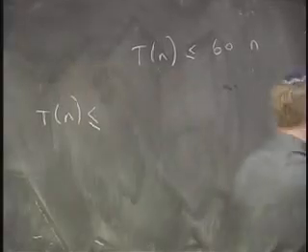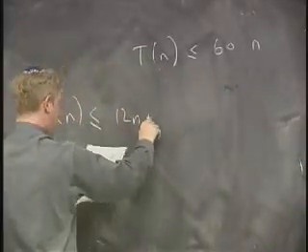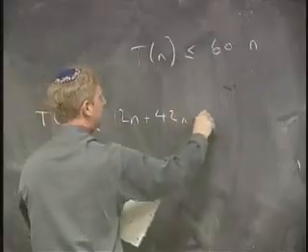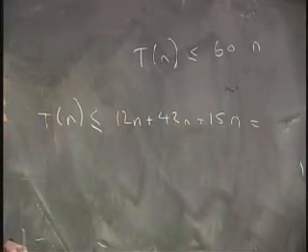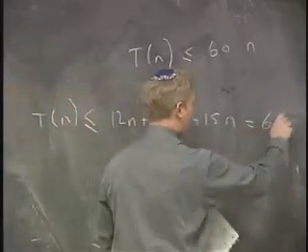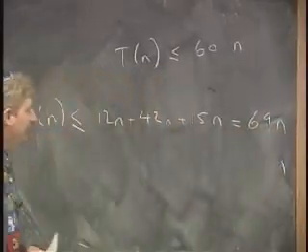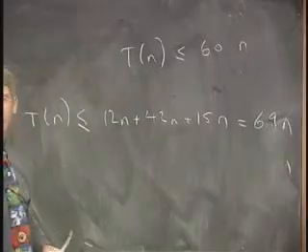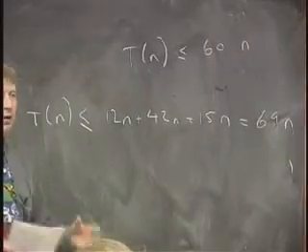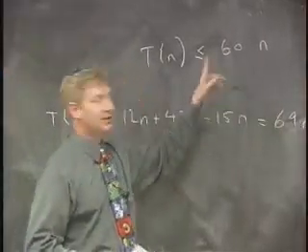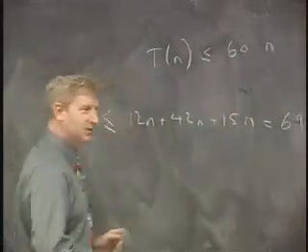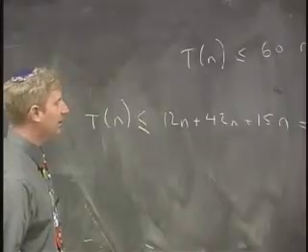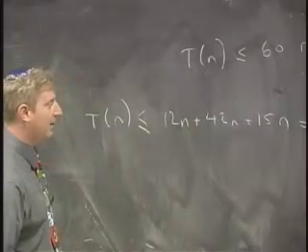This is smaller than 12n plus 42n plus 15n, and that equals 69n, and that's smaller than 60n. Crap. It would have worked perfectly if that 69 turned out to be smaller than 60, but 69 is bigger than 60, so it doesn't work. So we have to come up with a better constant.